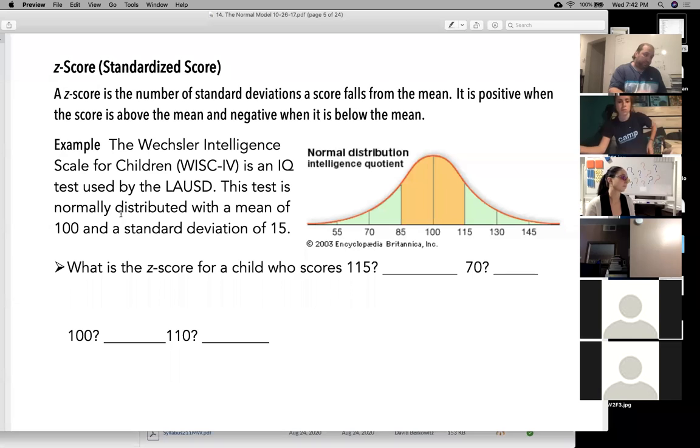And then we had the z-score. The z-score is very important. You should definitely expect to see a z-score question on the test. No question about it.